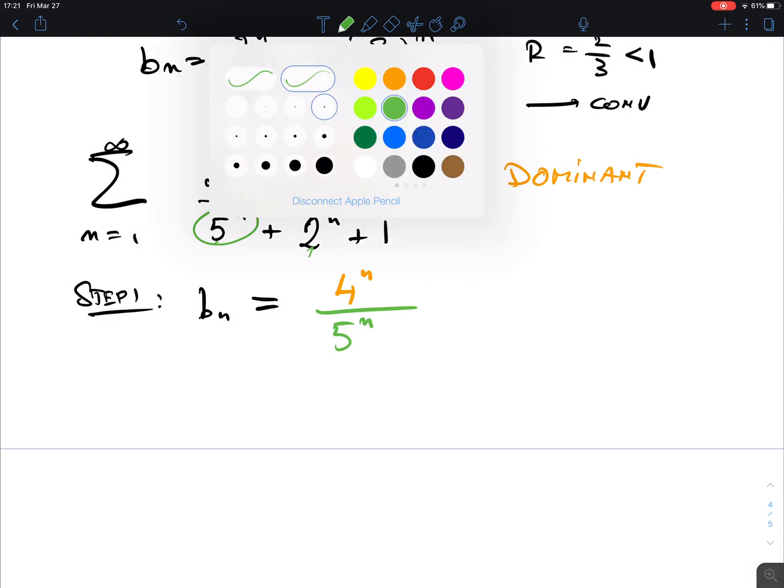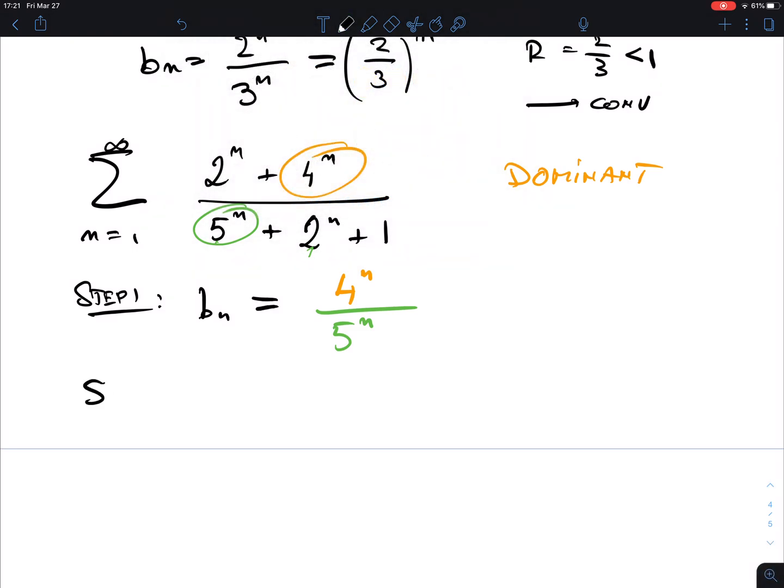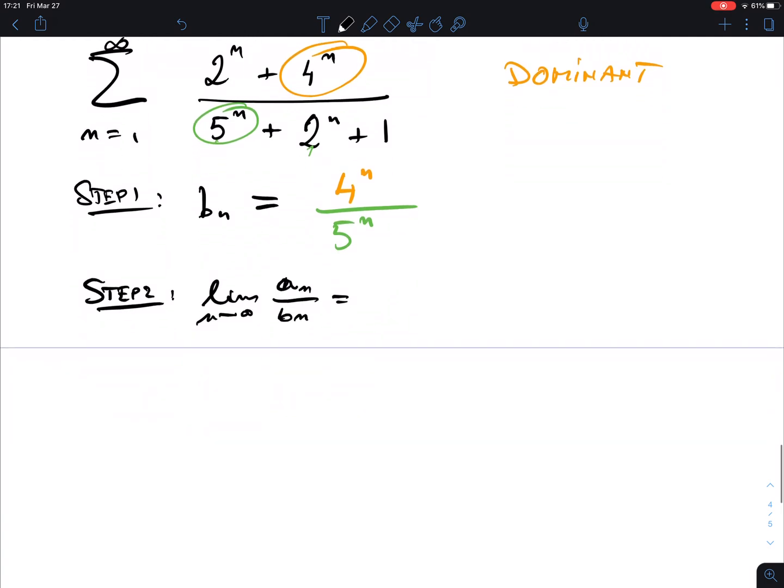All right, that's not the end of the business. Step 2 is something we have to do. We have to calculate this limit. And you'll see it's a little bit trickier here. So pay attention.